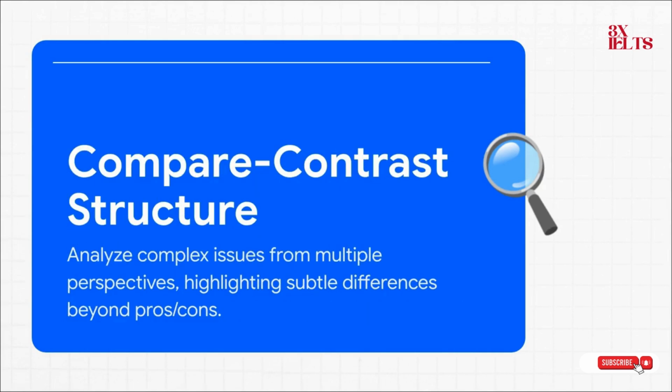Okay, next up is the compare-contrast structure. Now, don't just think of this as a simple good versus bad list. No, this is way more sophisticated. It's for when you have to look at something from multiple angles, like say comparing traditional classroom learning to online education. Your job is to highlight all the subtle differences, the interesting similarities. You're showing the examiner that you're not afraid of complex, multifaceted topics.